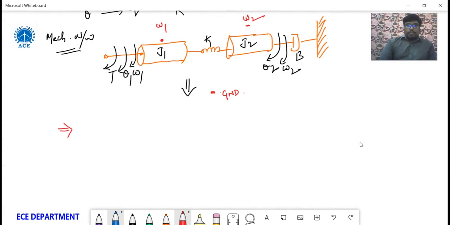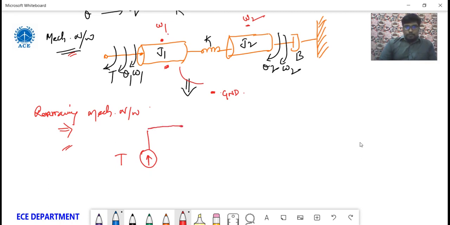Whatever I am drawing here is a rearrangement of the mechanical network. As it is, I am rearranging here: this is torque T, and J1 is connected to ground with angular velocity V1. This is the point where we have the angular velocity node. From this node, J1 is connected here.